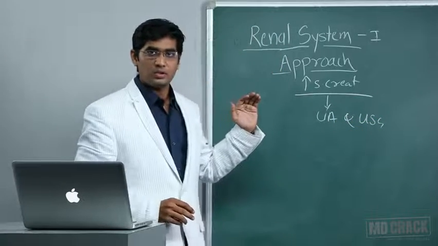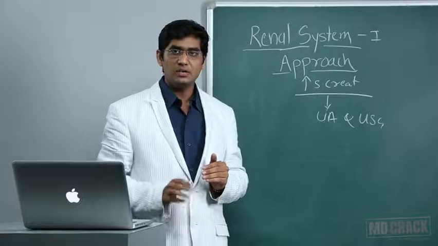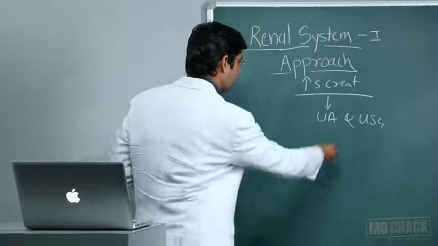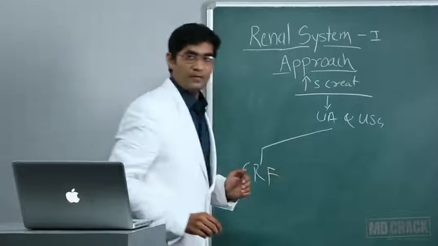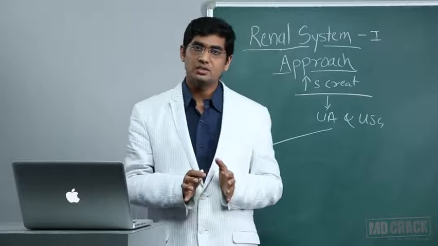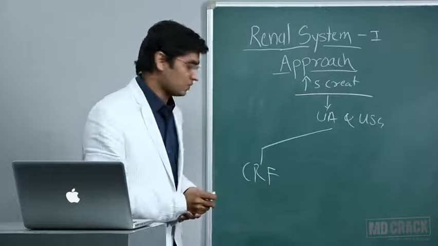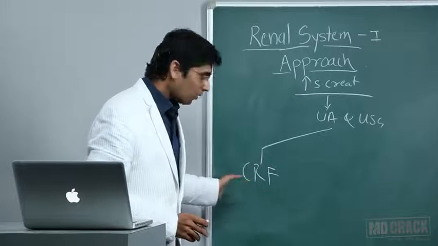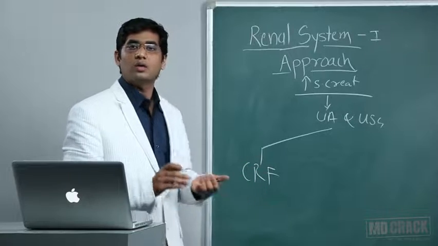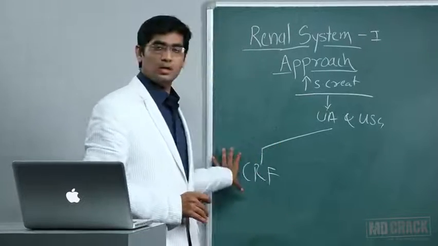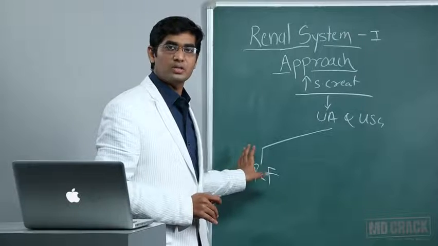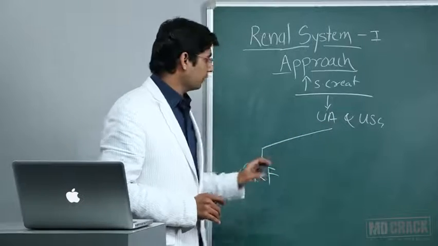And by USG you will see what is the size of kidneys. So by USG you can classify it whether it's CRF or ARF. When there are shrunken kidneys, you can label that patient as a CRF patient, and we can confirm it by looking at low calcium or anemia or high phosphate. So here you can divide that patient as a CRF or ARF.